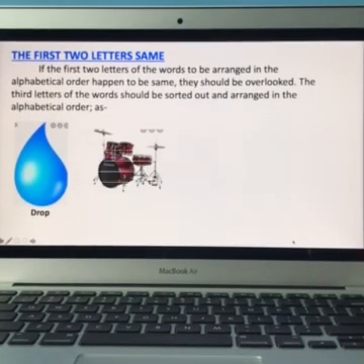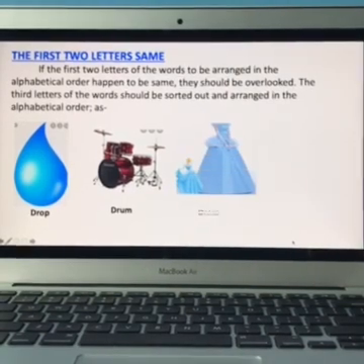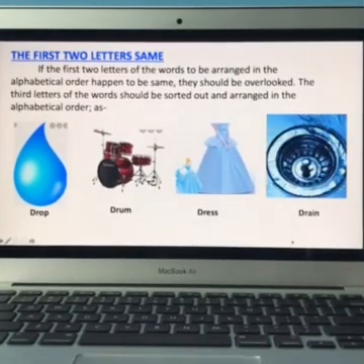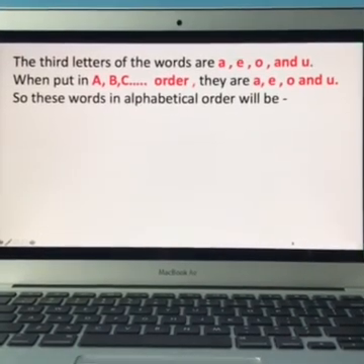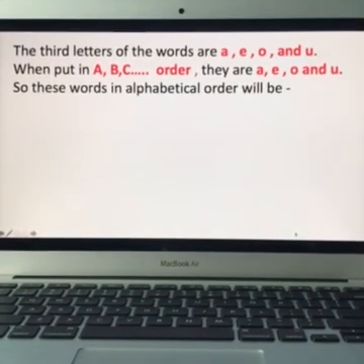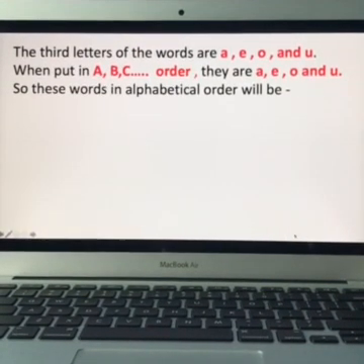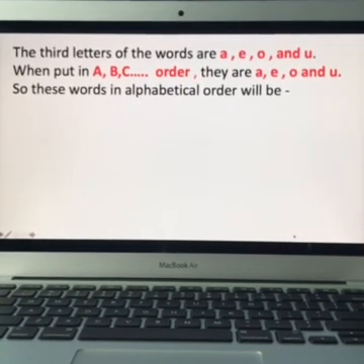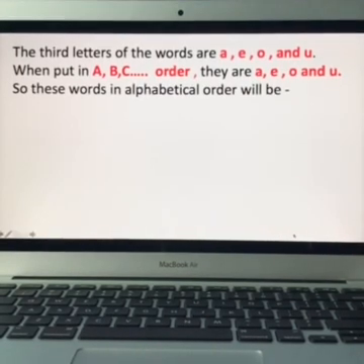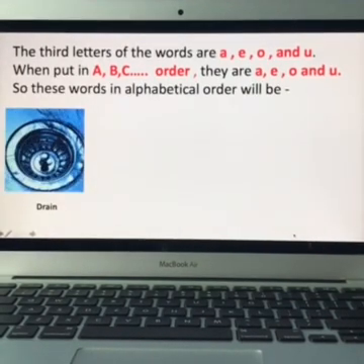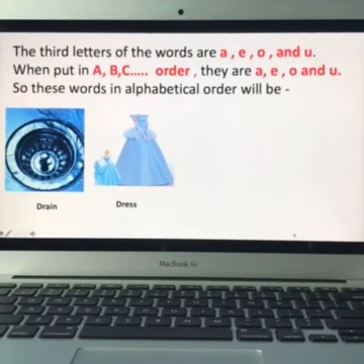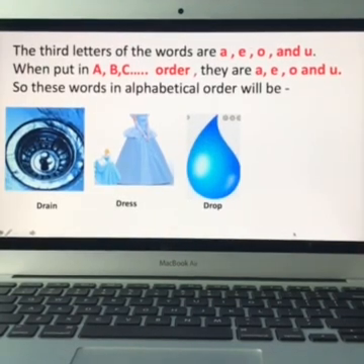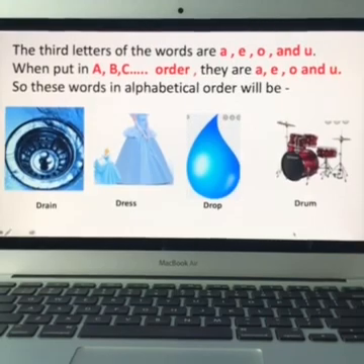This is the picture of a drop, drum, dress, drain. The third letters of the words are A, E, O and U. When put in ABC order, they are A, E, O and U. So these words in alphabetical order will be drain, dress, drop, drum.